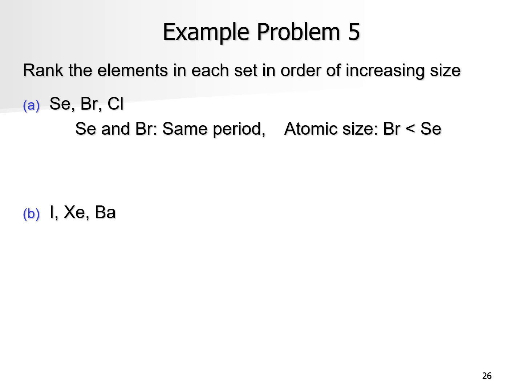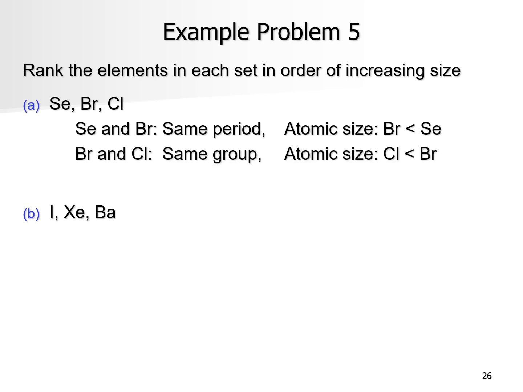Since they are in the same period, across the period from left to the right, the size decreases, not increases. It decreases because more protons are holding the electrons closer to themselves. So the size decreases. Bromine is on the right hand side, so bromine is smaller than the selenium. Bromine also has the same group with the chlorine. Down the group, the size increases, so that makes chlorine less than bromine in size.